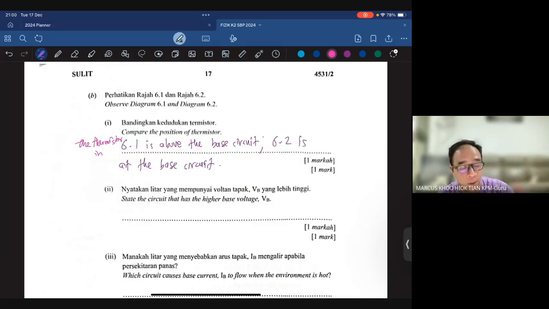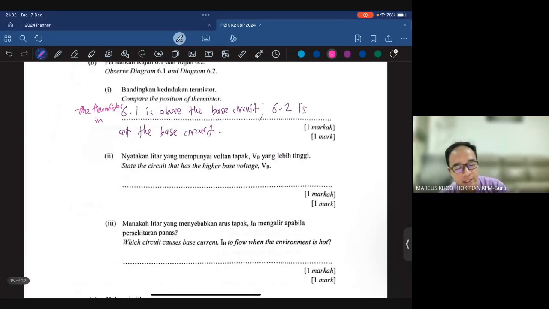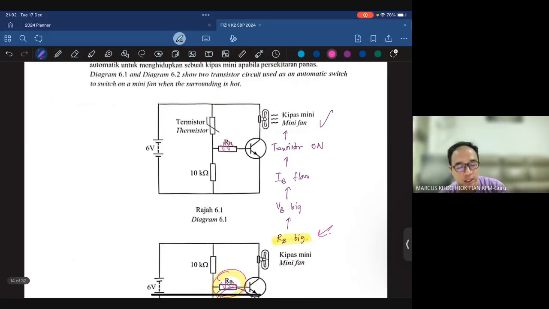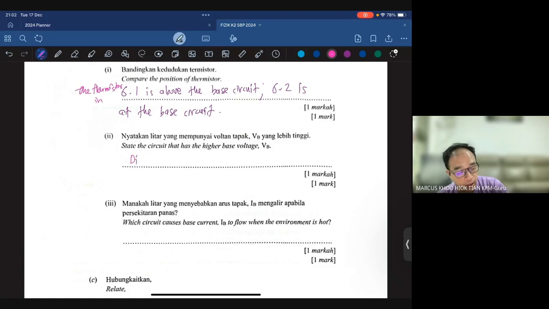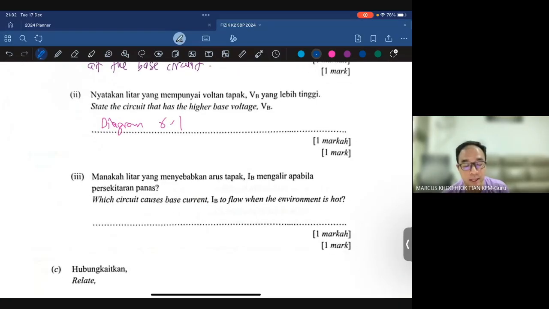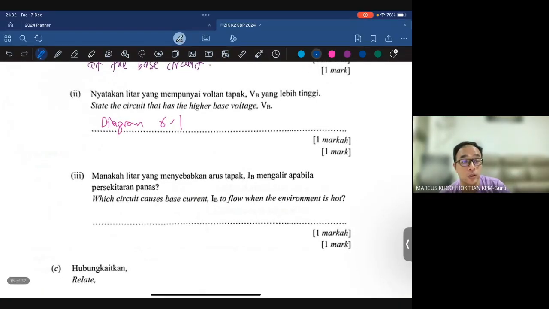Okay, state the circuit that has a higher base voltage. The circuit that obviously has a higher base voltage is 6.1 lah, because the fan turns on. Diagram 6.1. Now which circuit causes base current to flow? Obviously, also the answer will be diagram 6.1 lah.